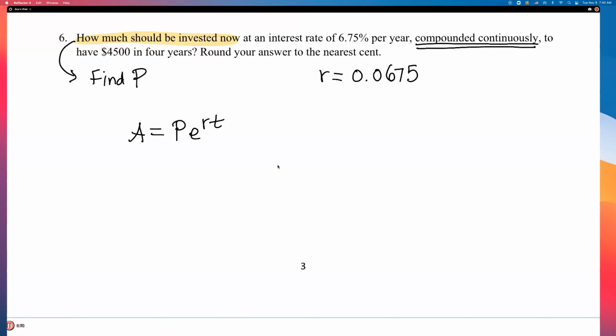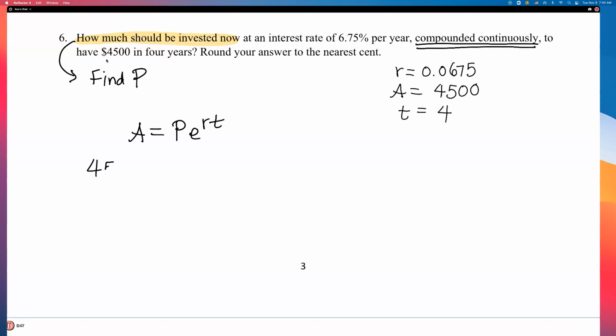But we need a couple more pieces of information. How much do they want in the end? So to have 4,500 in how many years? 4 years. So we know all these numbers that we need to plug in. All right, so let me start plugging these in. So A is the ending amount that we want to walk away with, 4,500. We don't know what P is, but that P is getting multiplied by e raised to the 0.0675 times T, the time of 4 years.